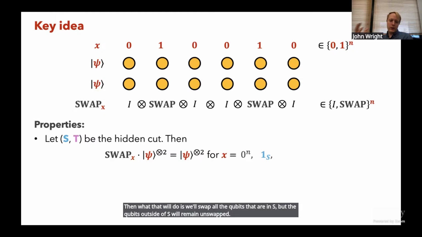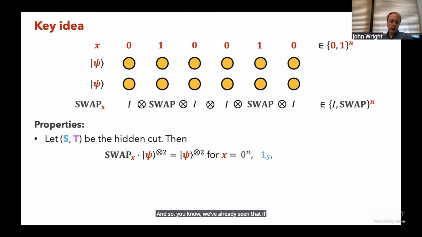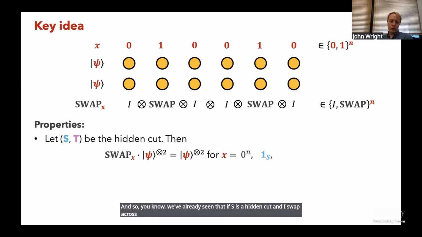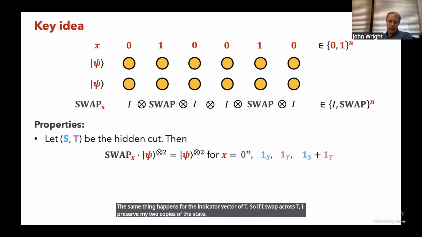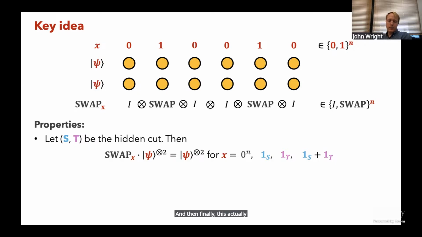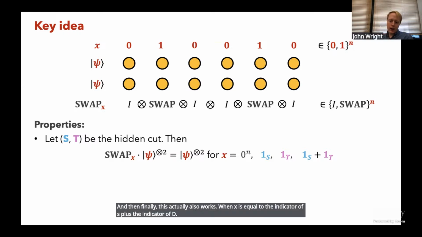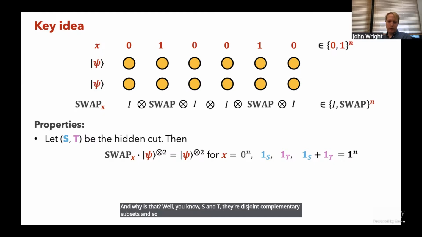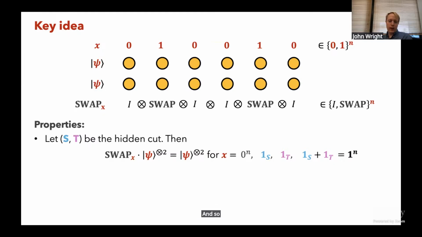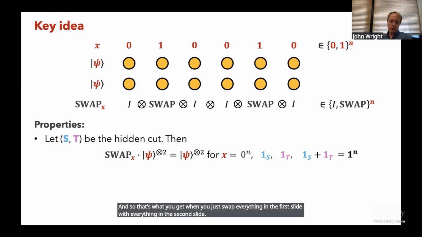We've already seen that if S is a hidden cut and I swap across S, across the two copies, then it preserves the state. The same thing happens for the indicator vector of T. So if I swap across T, I preserve my two copies of the state. Finally, this also works when x is equal to the indicator of S plus the indicator of T. Why is that? Well, S and T are disjoint complementary subsets, so their sum is just the all ones vector. That's what you get when you swap everything in the first psi with everything in the second psi. It just gives you back psi tensor psi.